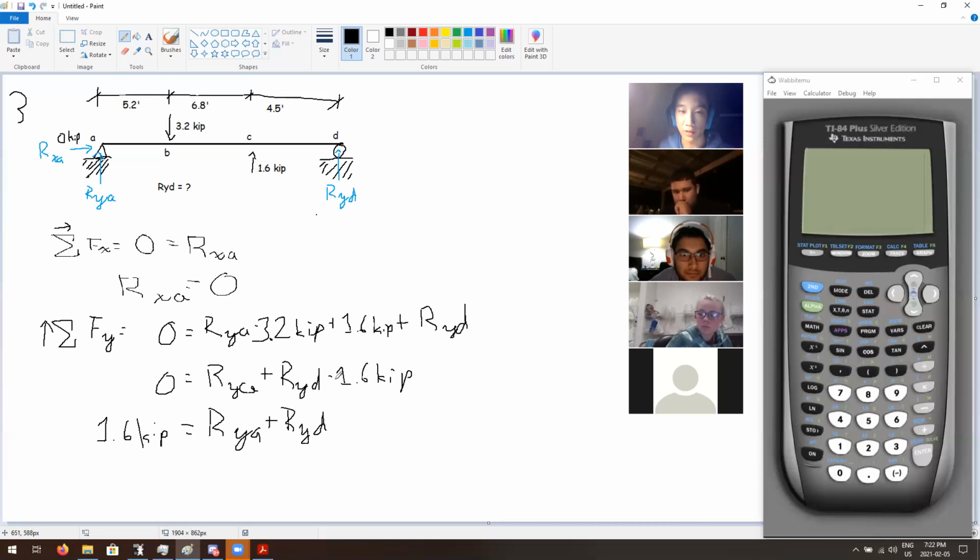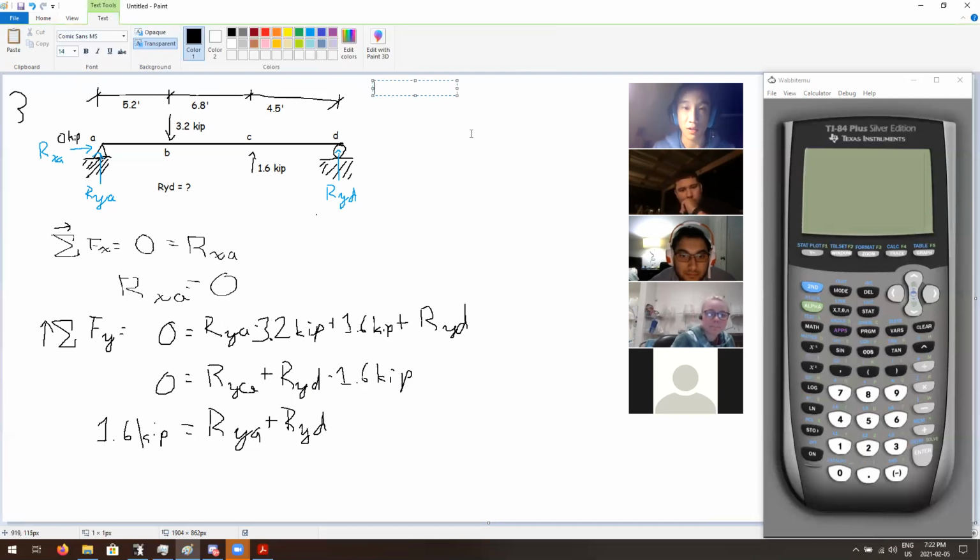Why did this negative become a positive? It's basic algebra: you're adding 1.6 kips to both sides, so it's positive on this side and negative over here. Beautiful. Now we have a fun equation to use. I'm going to flip it around for notation purposes: R sub y A plus R sub y D is equal to 1.6 kips.